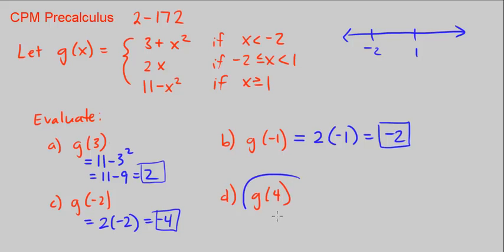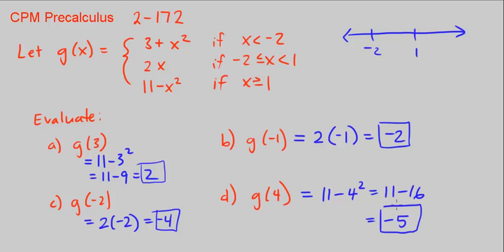And finally, we have g of 4, right? So we plug in 4 into our function g of x. Which piece do we use? We look over here. We know 4 is over here, greater than or equal to 1. So we use this piece, which is just 11 minus x squared, but x is 4, so it's 11 minus 4 squared, which is 11 minus 16, or negative 5.